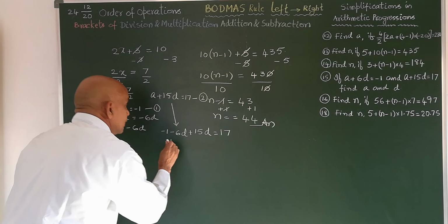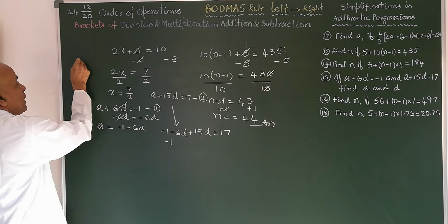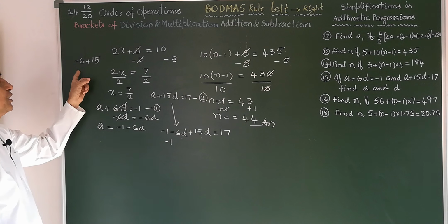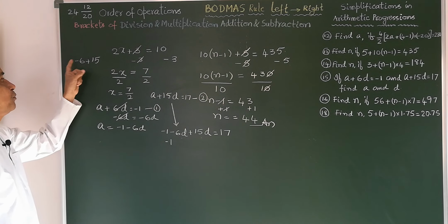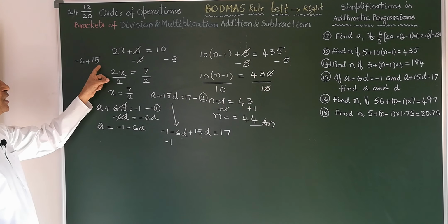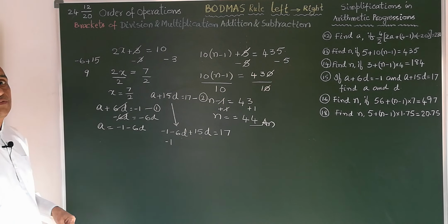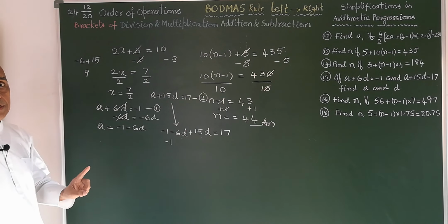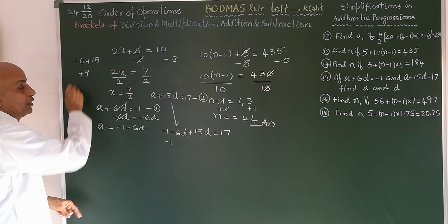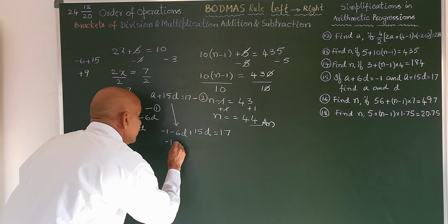Then minus 1 minus 6d plus 15d. So if you look at this, minus 6 plus 15. So these are the integers. Whenever you have the opposite sign, we take the difference between these two. Minus 6 plus 15. What is the difference between these two? 9. The difference between 6 and 15 is 9. The bigger number has the plus symbol. So this becomes plus 9. That means minus 6d plus 15d is plus 9d.